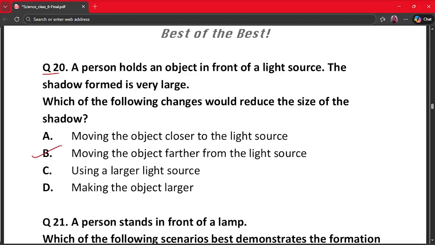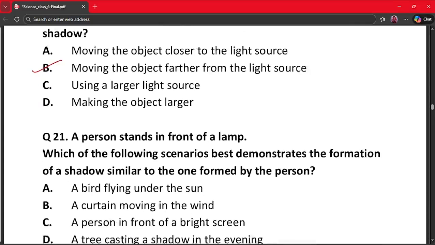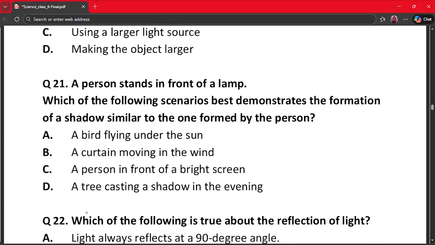So shadow size depends on distance. When the object moves away from the light, it blocks less light. Hence shadow becomes smaller. Therefore option B is the correct option, moving the object farther from the light source. Our next question is question number 21.